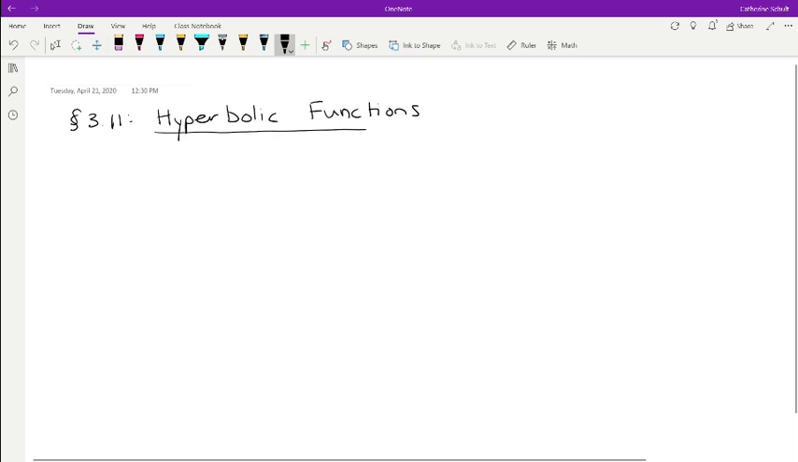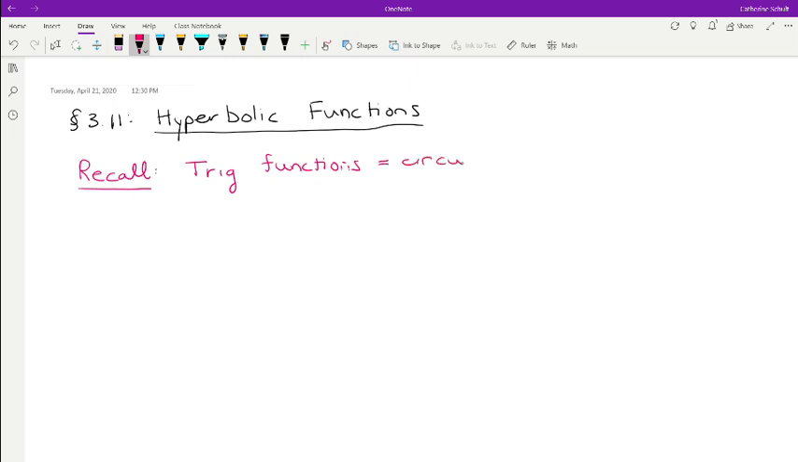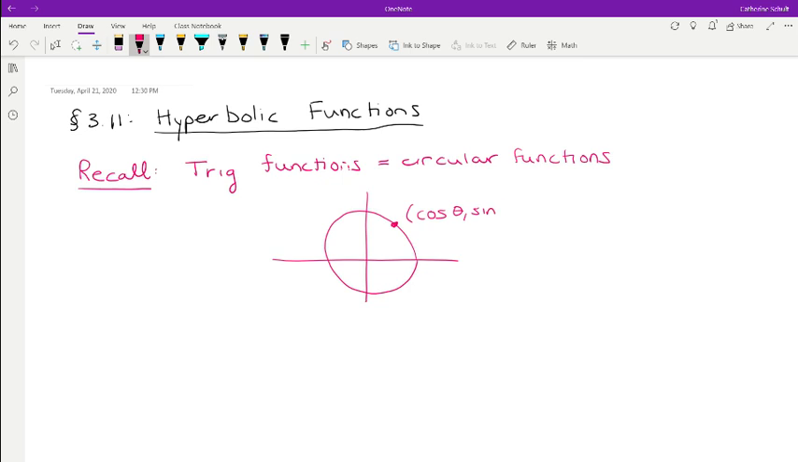All right. So to introduce this concept of hyperbolic functions, I want to go back a little bit all the way to trig and remind us of the trig functions. Trig functions are also sometimes called circular functions because how they relate to each other is relative to a circle, right? This point here would be cosine theta, sine theta, something like that.